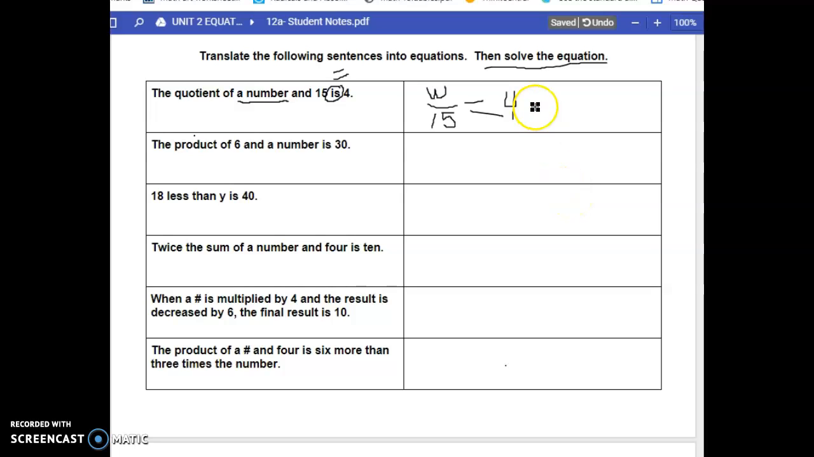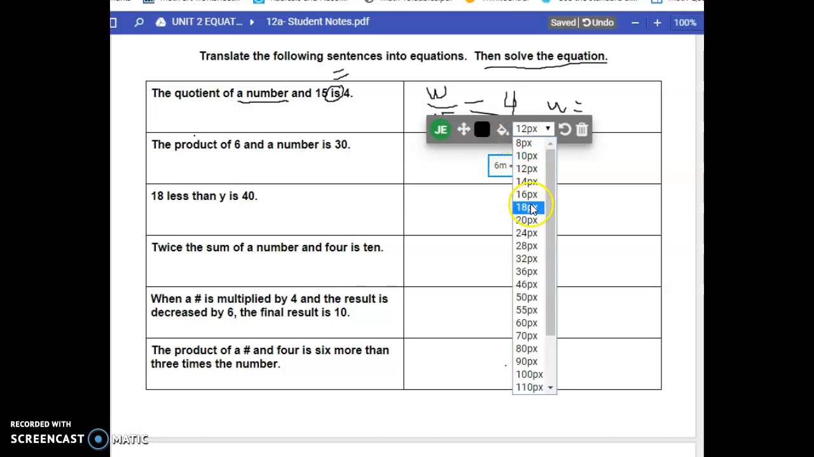And then we can solve it from there. So you should have W equals, you know how to solve that, so go ahead and solve it. For this next one, it says the product of 6 and a number. Product meaning to multiply, and a number meaning we get to choose our variables. So 6m equals 30. A little bit bigger. There you go.